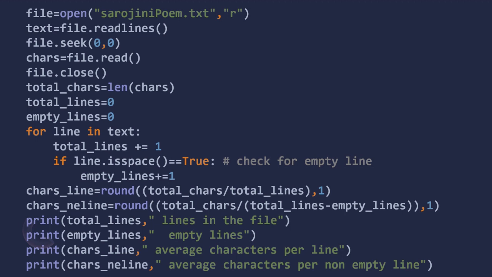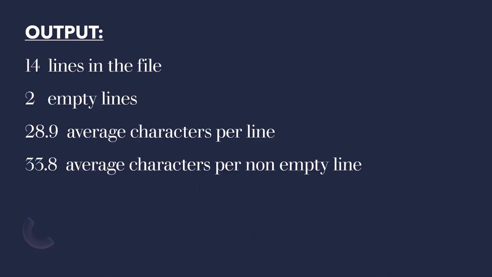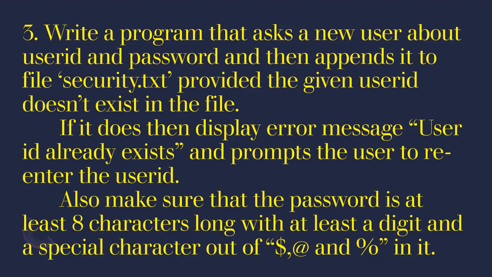Now print characters underscore NA line, that means average characters per non-empty line. So this is how it will print out now. Now let's see the output. I can see the output like this. There are 14 lines in the file and 2 empty lines and 28.9 average characters per line and 33.8 average characters per non-empty line. So like this, you got the statistics as per the question.